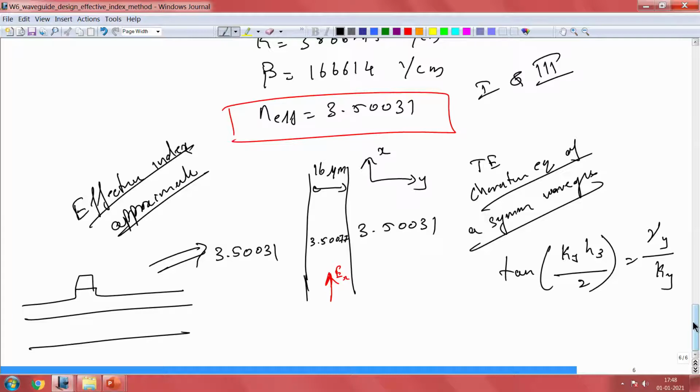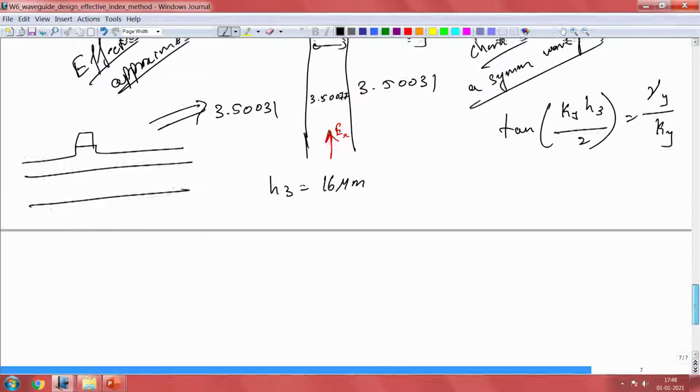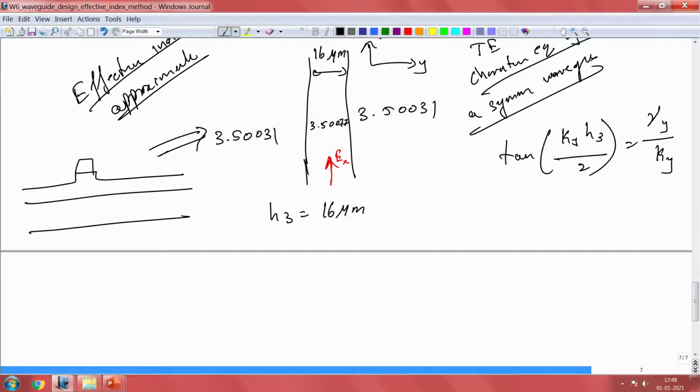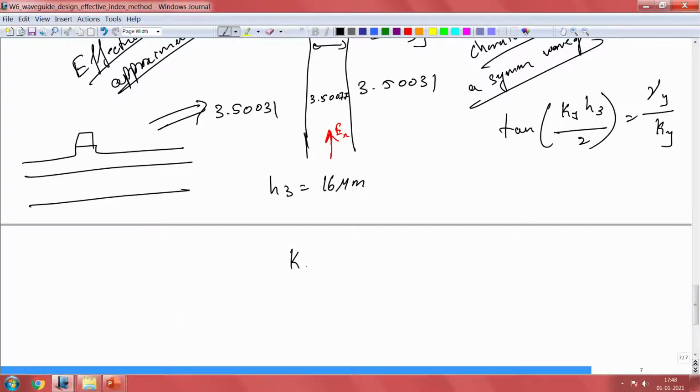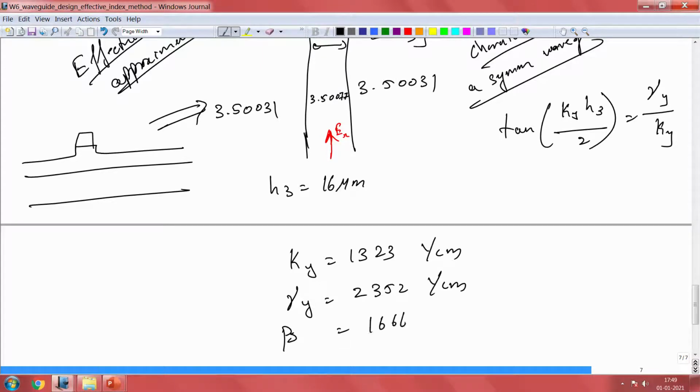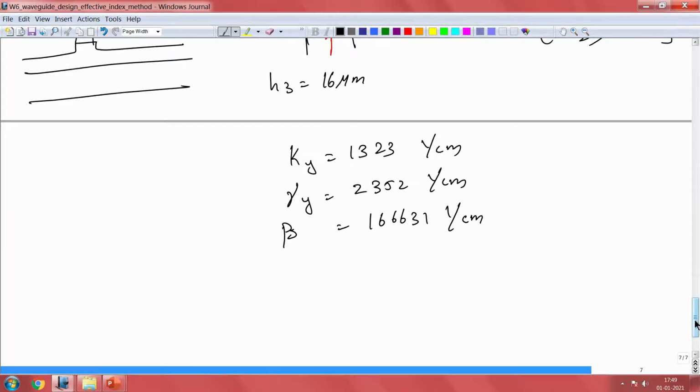So, you can plug in the numbers. So, your h3 here is nothing but 16 micrometer, that is height 3. Okay. So, now we plug in the numbers, and when you do the numerical calculation here, you would get ky will be 1323 per centimeter, gamma y is 2352 per centimeter, and beta will be 166631 per centimeter. So, this is what one would get.